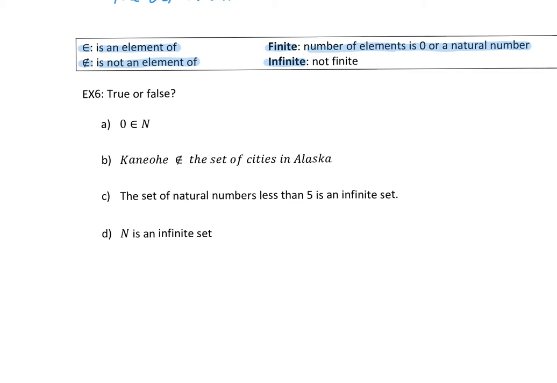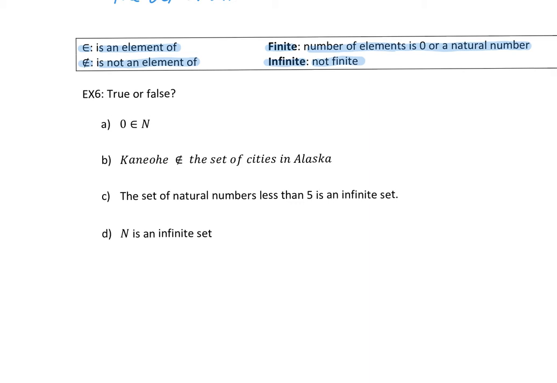But when you think about the natural numbers, is that infinite? Is that finite? Can we count all the natural numbers? So if it's not finite, it's infinite. And the definition is just, it's not finite. It means we can't count all the elements.